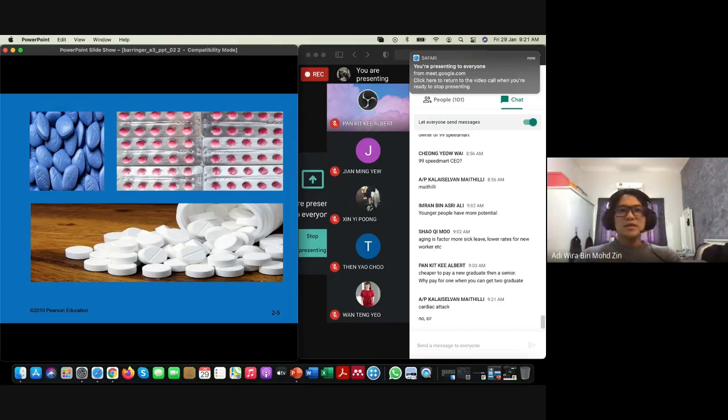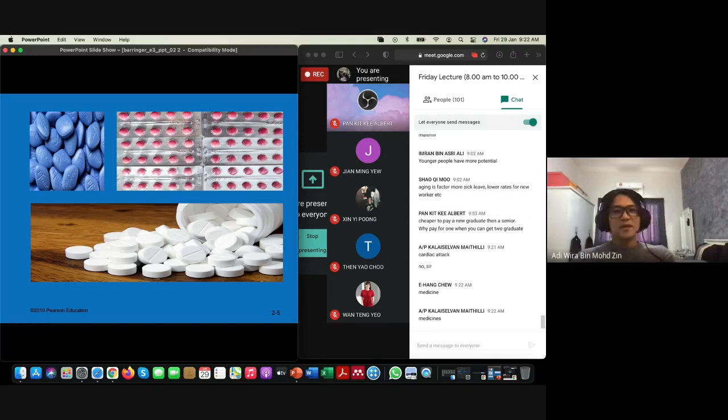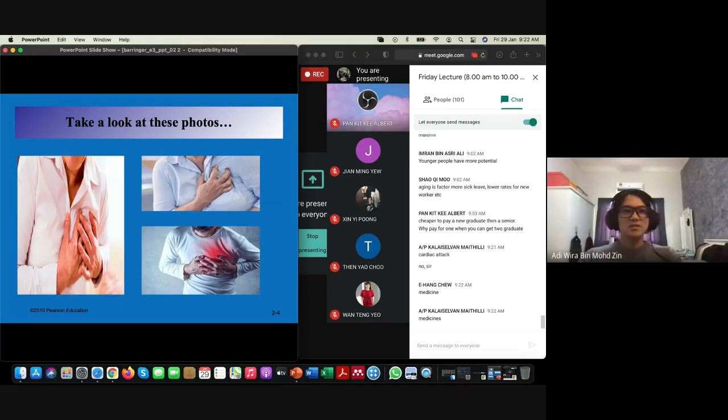What do you see in this? May I know? Of course, it's a kind of medicine, right? Medicine for what? Maybe, looking at the first picture, it's for the cardiac attack.